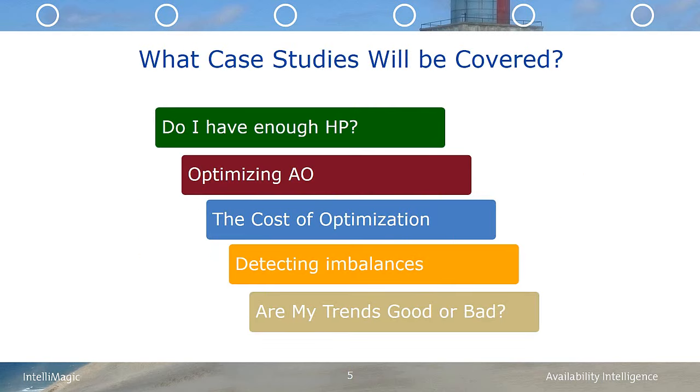Today we're going to take a look at several case studies. The first is looking at how to understand if your system has enough resources. The second case study will be looking at optimizing adaptive optimization, and then we'll look at the impact, or the cost in terms of resources, of optimization. After that, we'll take a look at how to identify and detect imbalances in your HP 3PAR environment. And lastly, we'll take a look at whether or not a trend is good or bad and then how you might deal with it.